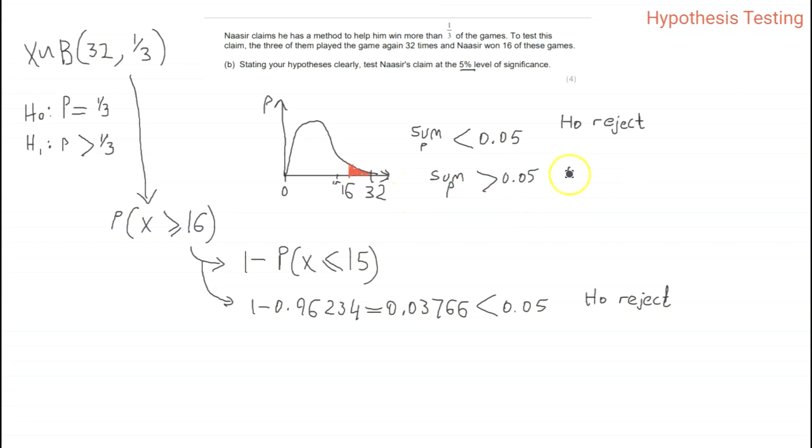If it's greater than, then we accept. And at the end, we'll want to write a bit of context. Because we're rejecting it, that means that the method has increased the P of success. I'm just going to say P of success at the game. Right. Yeah, let's move on to the next example.